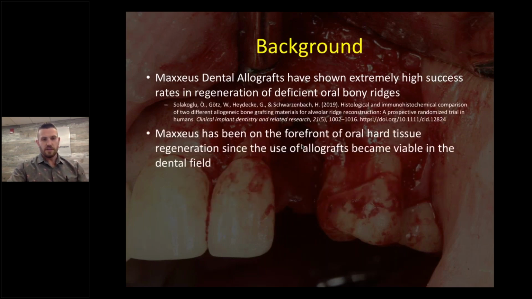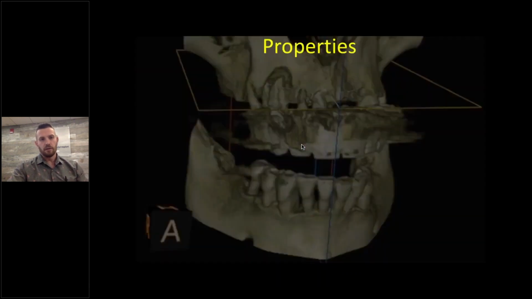Maxius has continuously been on the forefront of oral hard tissue regeneration, really since allografts became viable in the dental field. They've been around. So, going into a little bit of the properties of the membrane, these are my guidelines, and they're similar to what product inserts would tell you, but I like to go a little bit further into it.